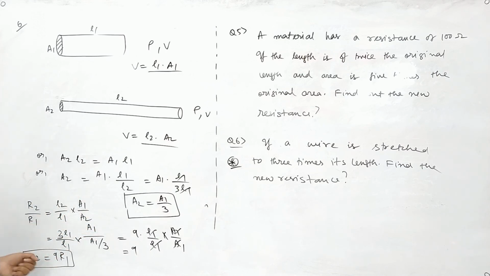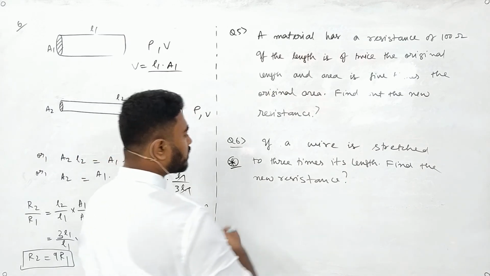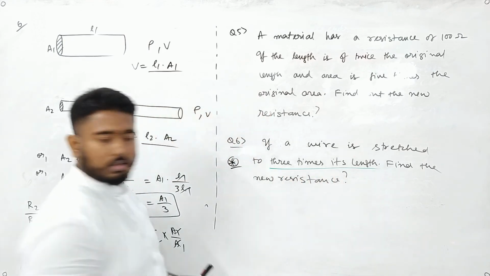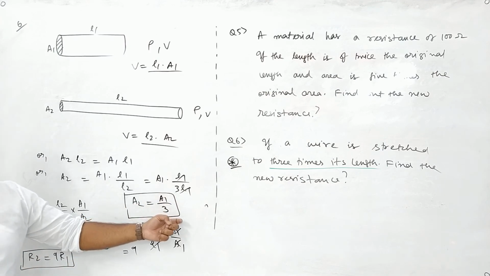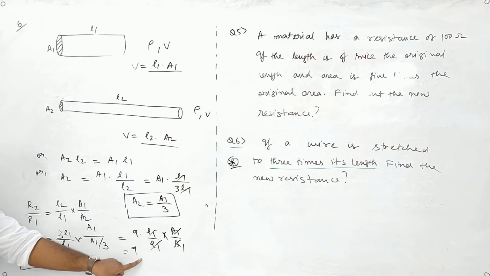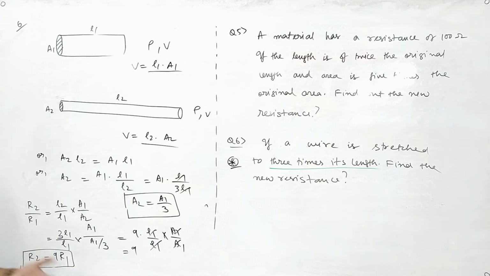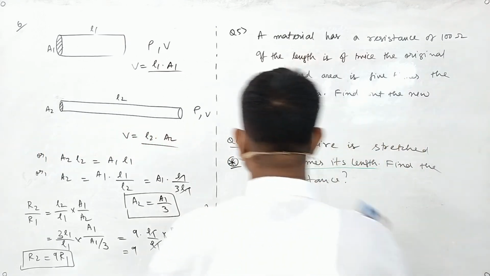Now what we are doing is putting L2 as 3 times L1. See, it has already been said that the length is 3 times. So L2 is 3 times L1. We have already found out A2 equals A1 by 3. We are putting A1 by 3 in place of A2. So doing the calculation, we are getting 9. So R2 by R1 is 9. So R2 will be equal to 9 times R1. Okay, is it clear? Now do another numerical.